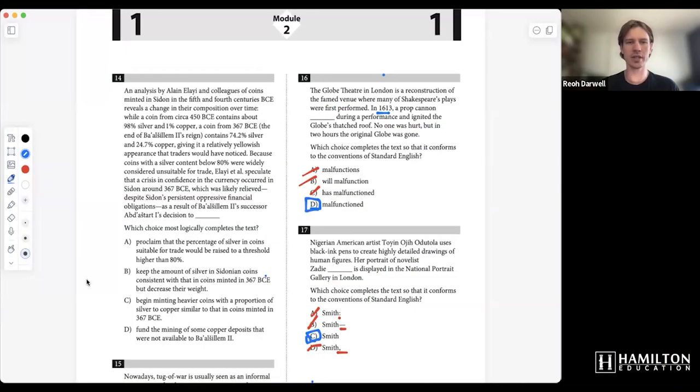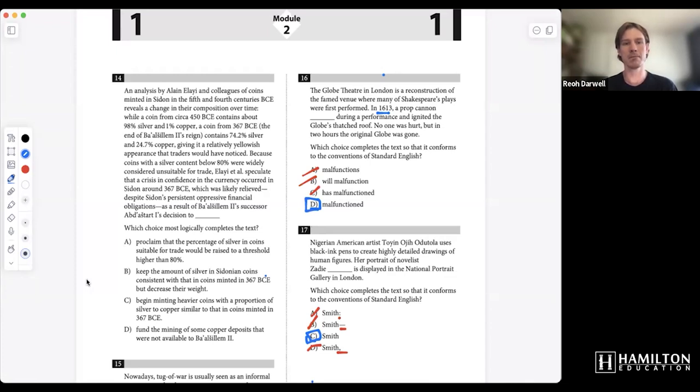All right, so 14 is a very tricky question. It is a logical inference question, but let's just really clarify what we want to say here, okay? And then we find our answer choice, which works. So basically, text says in the past, earlier on, from 450 BCE, coins are almost entirely silver in Sidon. So coins made in Sidon were almost all silver in 450.